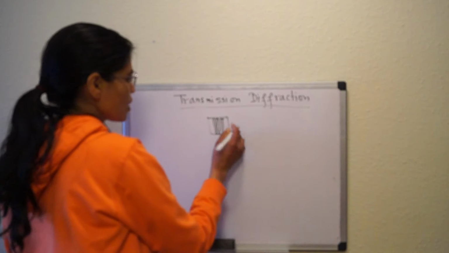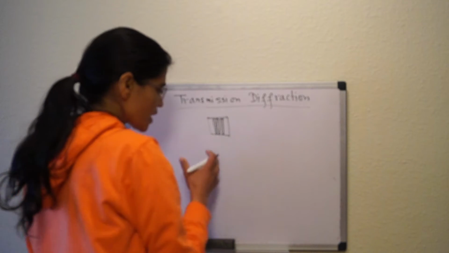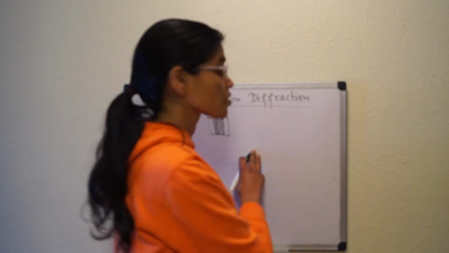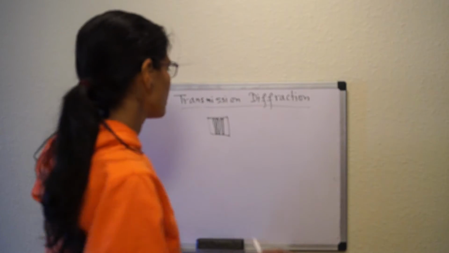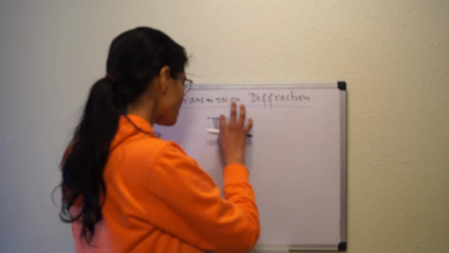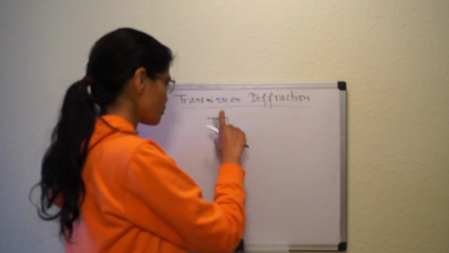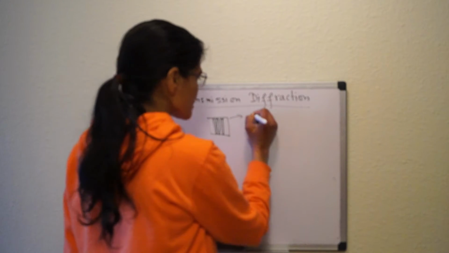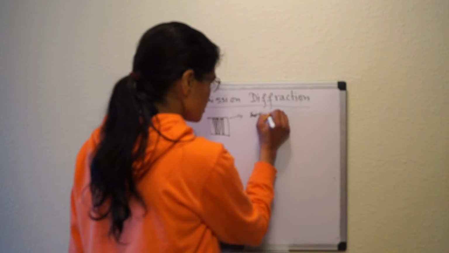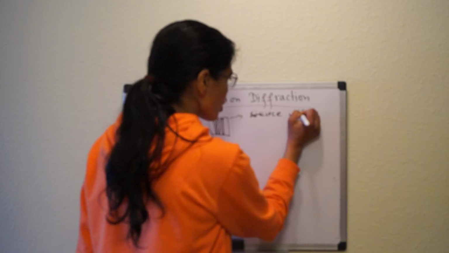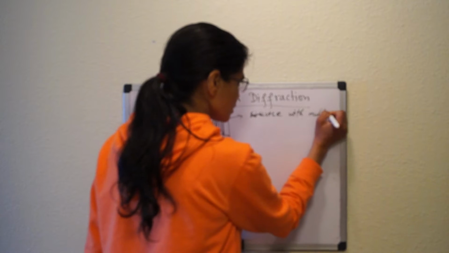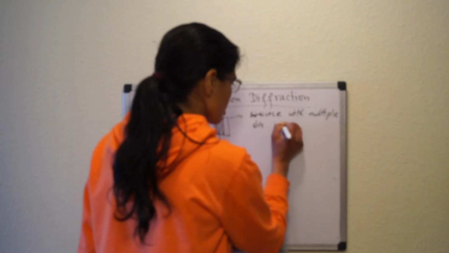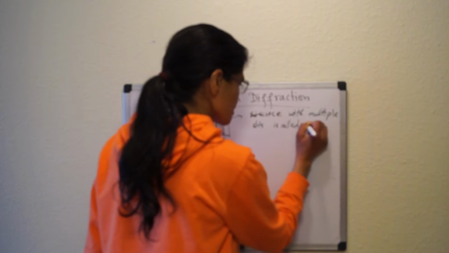If we have this device with multiple of these slits, the pattern we receive from this, or the pattern that goes through the phenomenon, is called transmission diffraction, okay. And this device, a device with multiple slits, is called a diffraction grating.